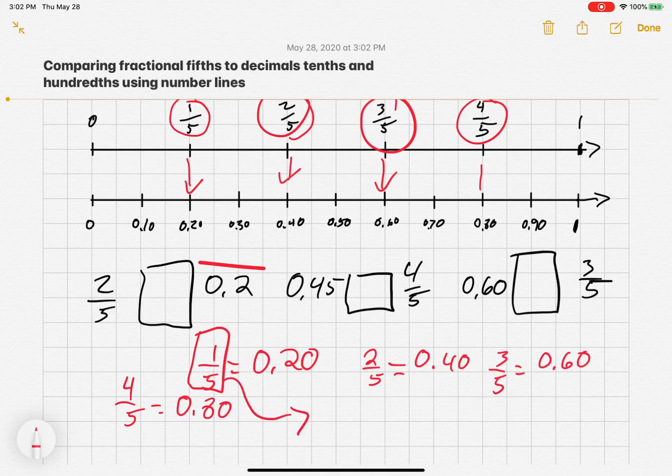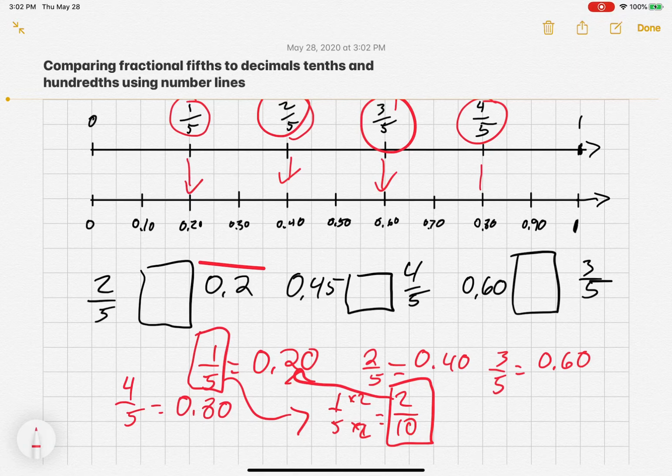And if you're unsure, what you can do is you can change. So I'm just going to take 1/5 and I'm going to change it so that 10 is the denominator. So multiplying by 2 and multiplying by 2. So that would be 2/10, which is right there.